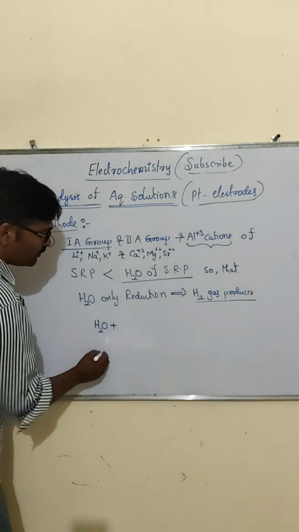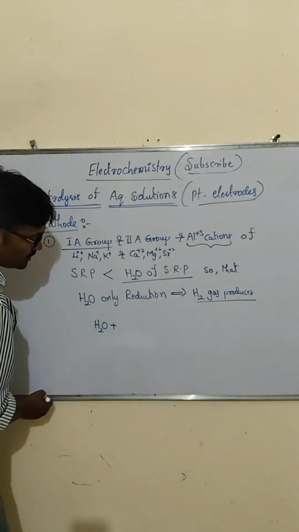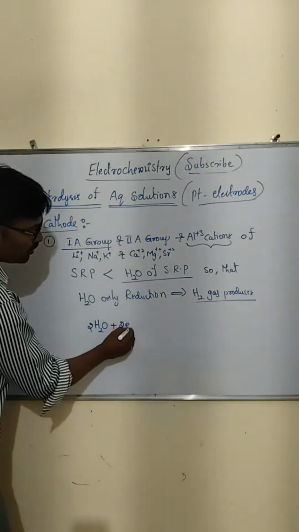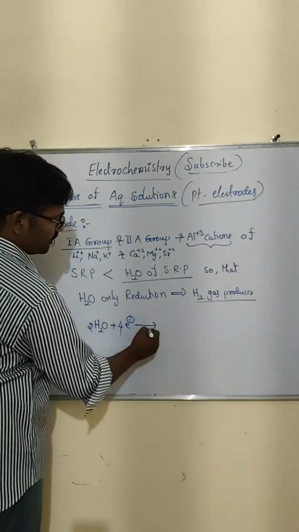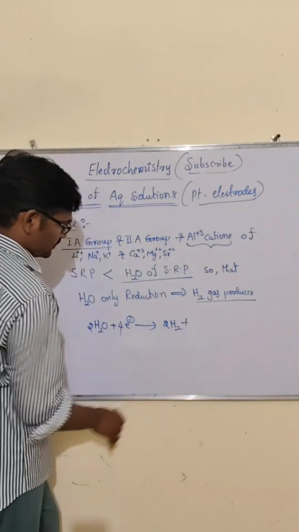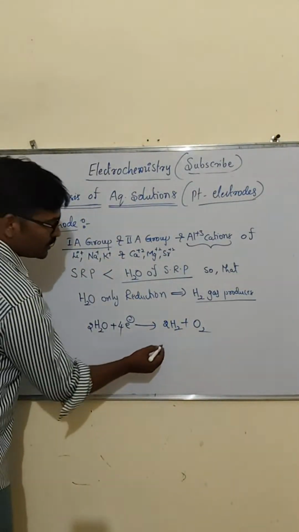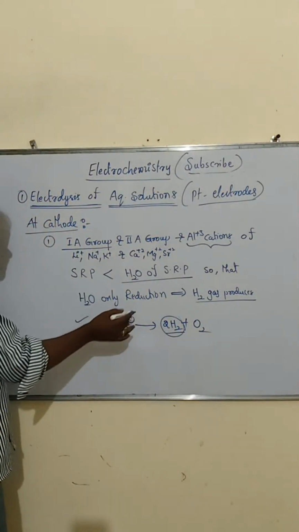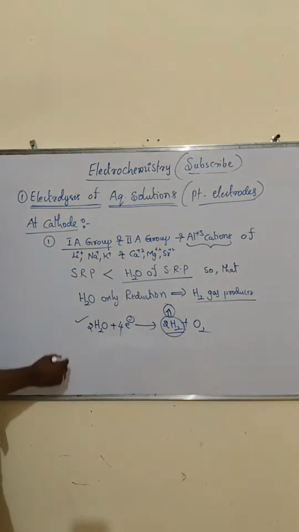Then look at my dear students, H2O, right? H2O by taking off electrons. So how is it? In case 2 H2O, by taking 4 electrons, it will be converted into 2H2 plus O2, like this will be formed. So whatever it may be, when H2O reduction takes place, hydrogen gas liberates.